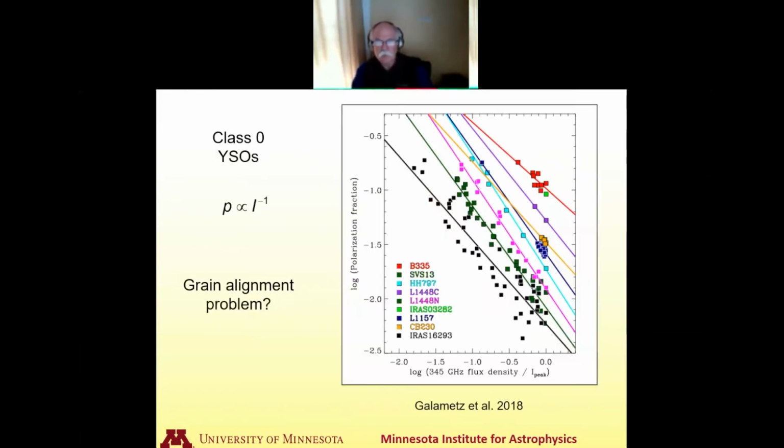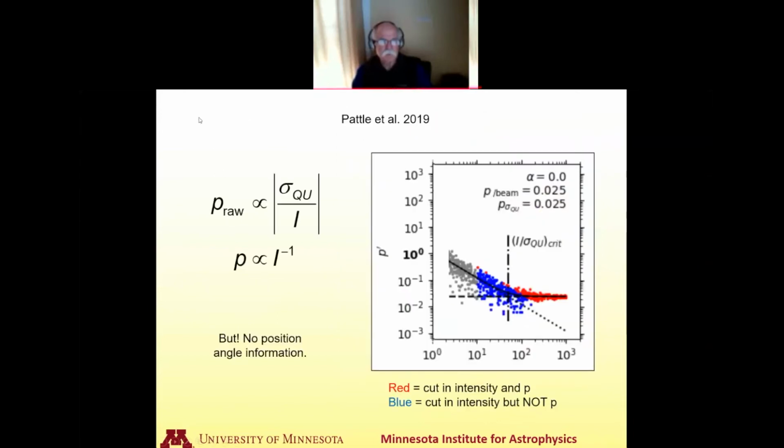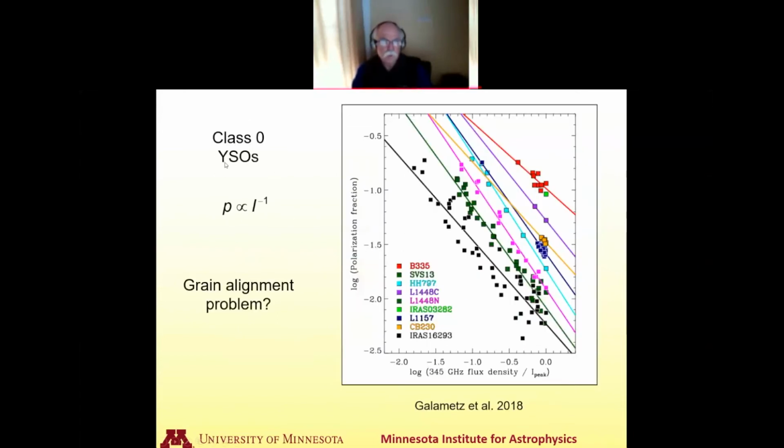Okay, is there a grain alignment problem? Well, let's look at a bunch of class 0 YSOs. This is from Galametz et al., and some of them have a slope in fractional polarization versus surface brightness of -1. That indicates that we're adding total intensity, but not polarized intensity.